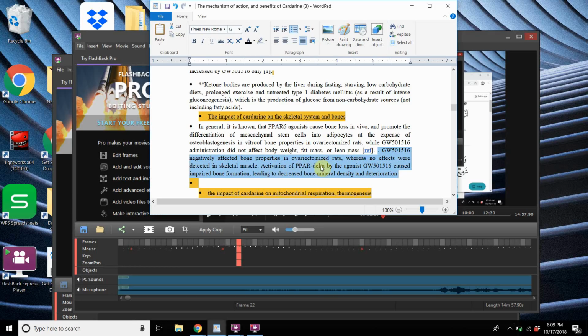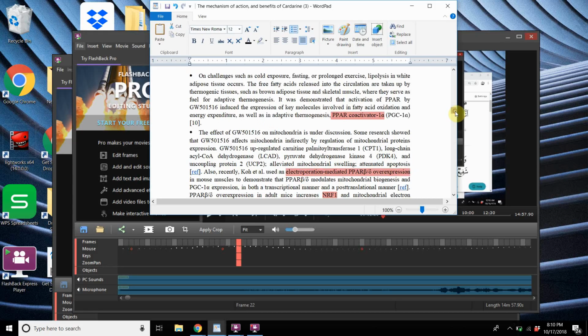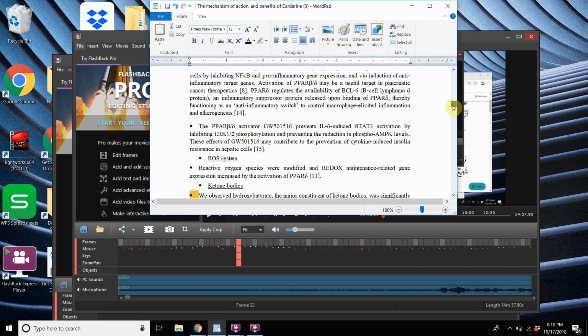Activation of PPAR delta. Oh yeah, this is delta, the small delta. Activation of PPAR delta by the agonist cardarine caused impaired bone formation, leading to decreased bone mineral density and deterioration. So in the ovariectomized rats, it actually caused impaired bone formation, leading to decreased bone mineral density and deterioration. So I would definitely recommend not taking cardarine every day, all the time, because of the side effect, right? So that's the negative effect. That's the only negative effect of cardarine I've found so far.